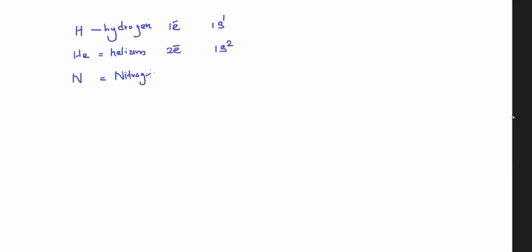Let's look at a couple of examples. Hydrogen has 1 electron, so its configuration is 1s1. Helium has 2 electrons. It should be 1s2. Nitrogen has 7 electrons: 1s2, 2s2, 2p3.